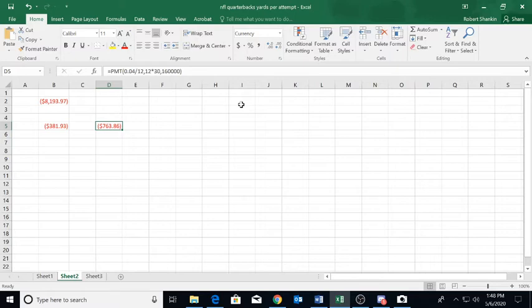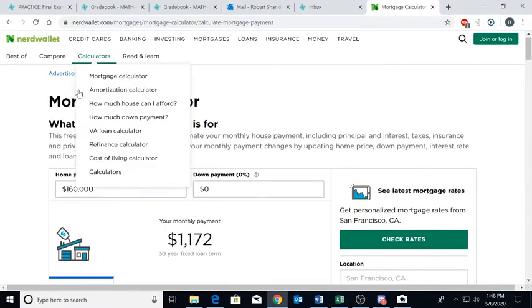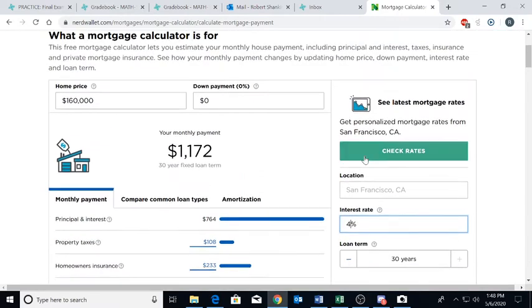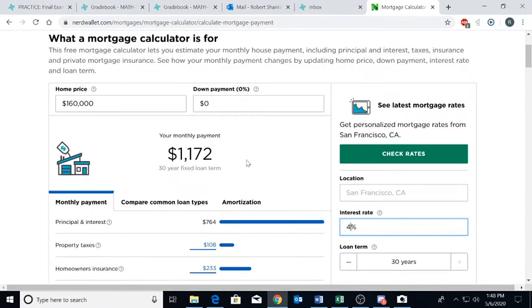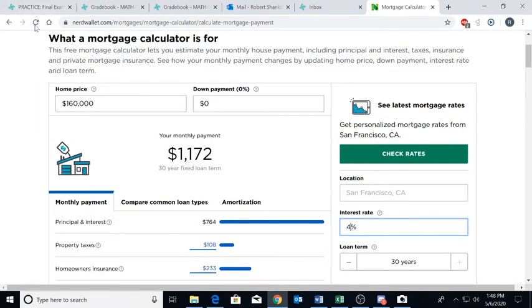So, 10 years from now, when you're actually buying a house, you might forget how to use Excel formulas to get there. But you won't forget how to use a mortgage calculator. They're super simple. You just put in the home price and your interest rate and how many years, and voila, there comes your monthly payment.